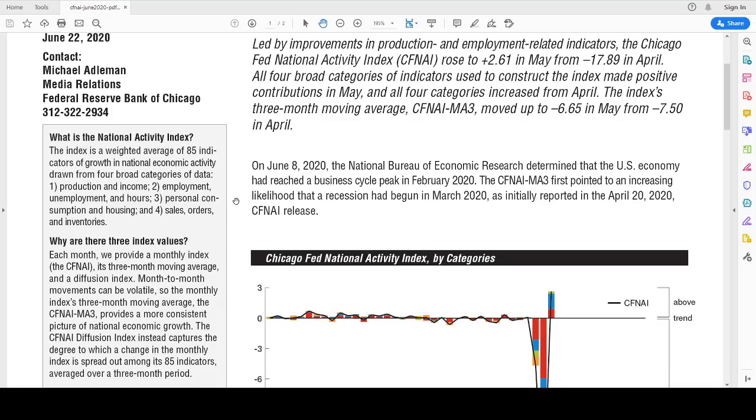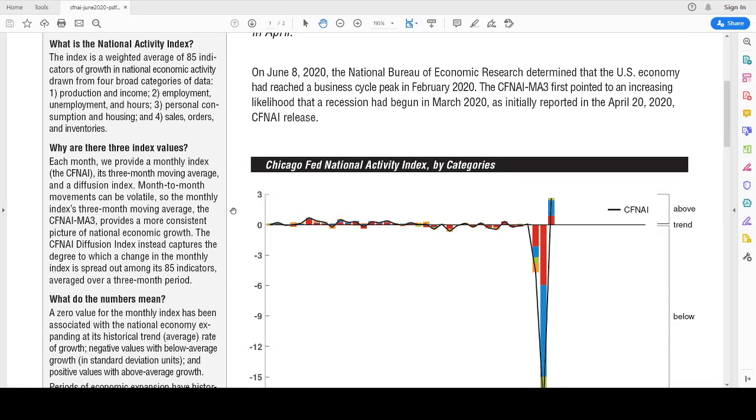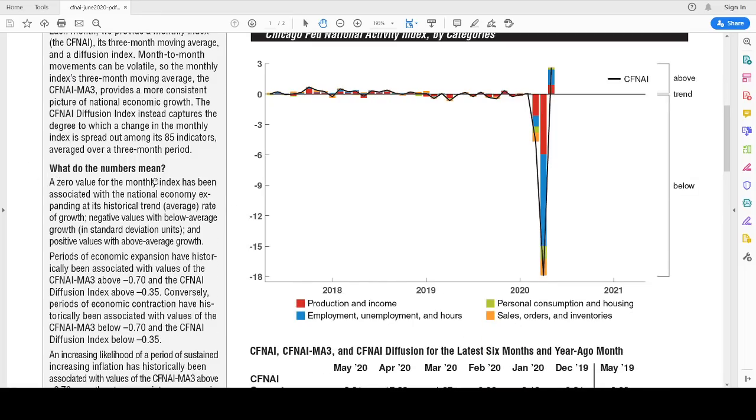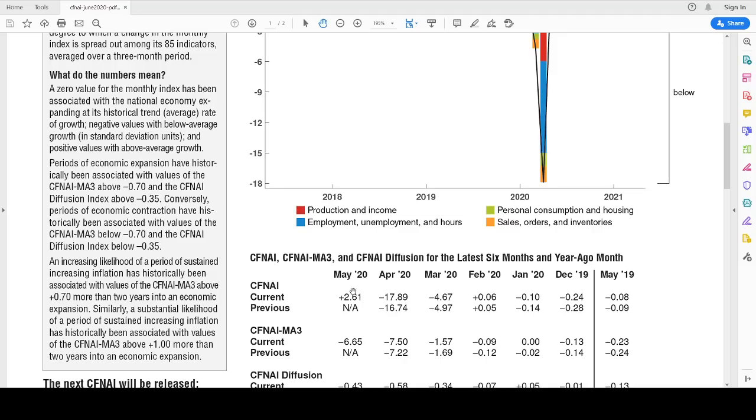In fact, the Fed knows that too. So how do you read this report? Well, they tell you what the numbers mean. A zero value for the monthly index has been associated with the national economy expanding at its historical trend. So if you see a zero, it's an average rate of growth. Negative values with below average growth, and positive values with above average growth. So what we would think right now is at plus 2.61, we have above average growth.